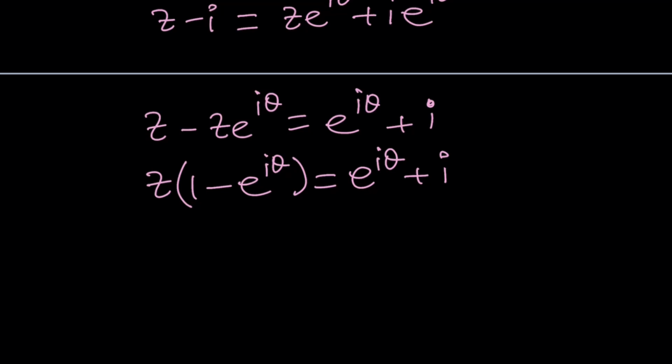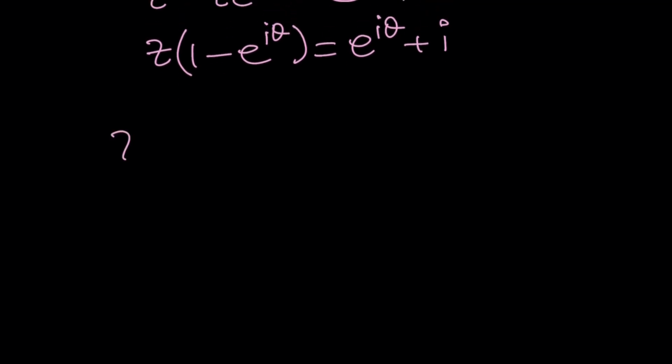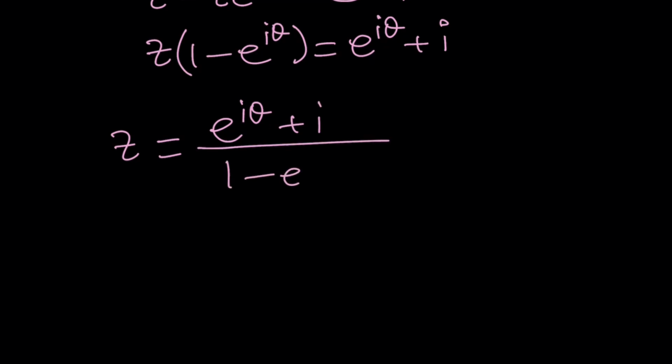Great. So what do you do with that? You can basically just divide by 1 - e^(iθ). That's going to give you z equals (e^(iθ) + i) divided by (1 - e^(iθ)). And at this point, we may want to simplify this a little bit, even though this is fine. This is the z value. Let's go ahead and simplify.